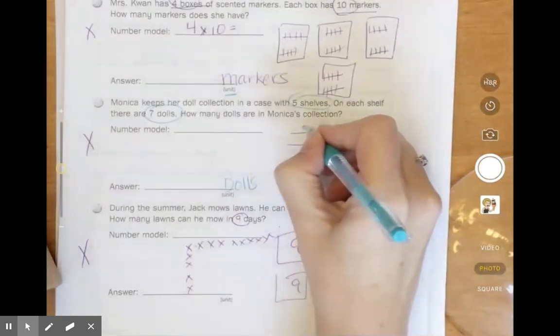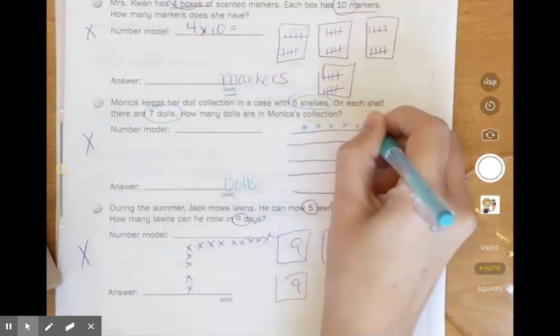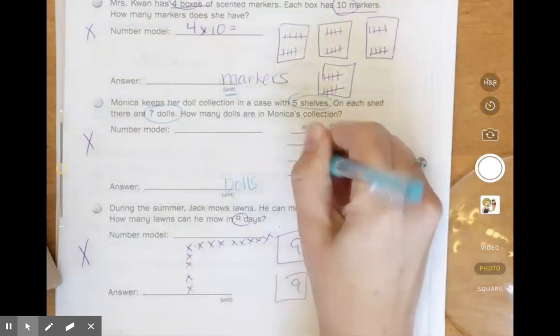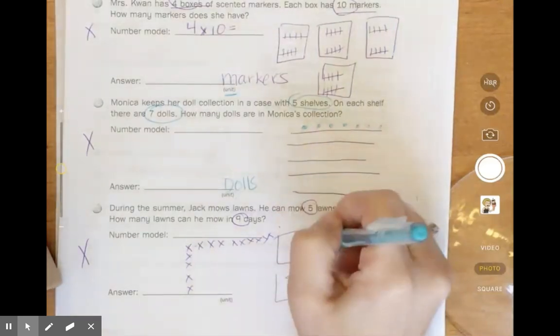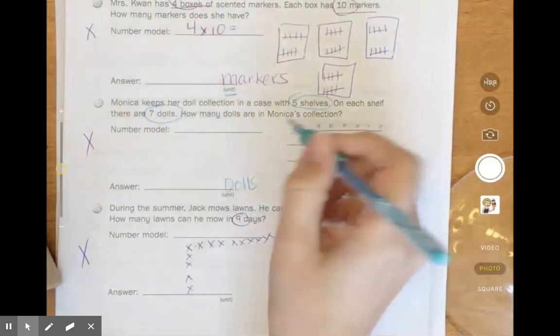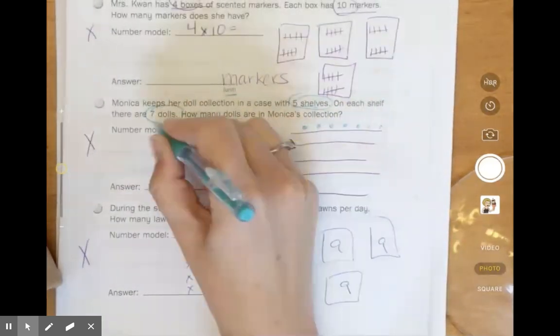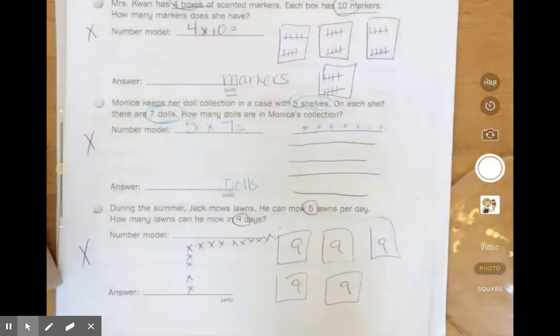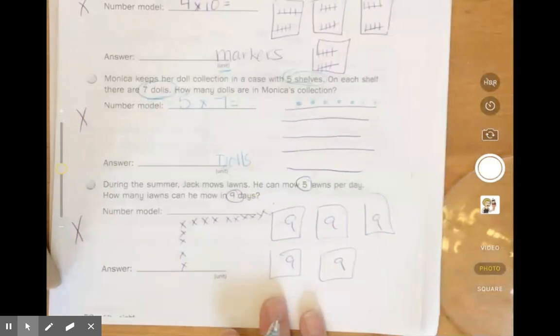All right, so 7 dolls. I'm just going to do dots. 1, 2, 3, 4, 5, 6, 7. And you're going to do that on every shelf. So you should have 7 dots on every shelf. And then your number model is the 5 shelves times the 7 dolls equals, I don't know, how many dolls is that?